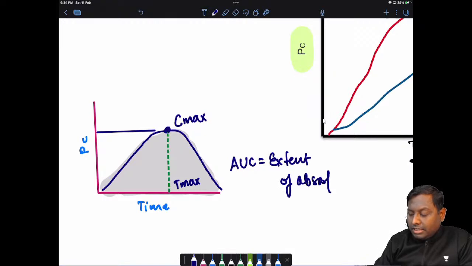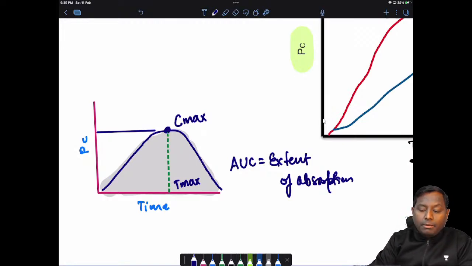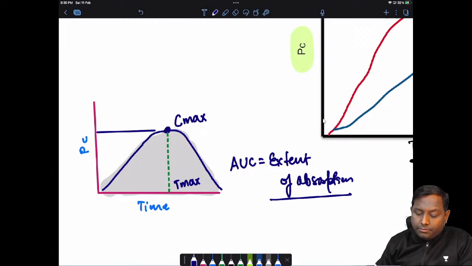So कौन सा ड्रग कितने देर के लिए एब्जॉर्ब हो रही है, कितना फास्ट हो रहा है या स्लो हो रहा है, and it is going to stay in the circulation और in the body for how many minutes और for how many hours. ठीक है. So overall extent of absorption will be given by area under curve. Area under curve will be giving you extent of absorption.